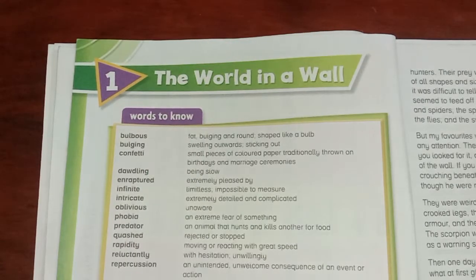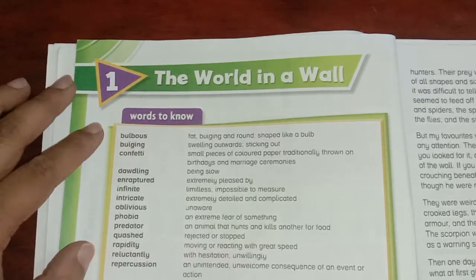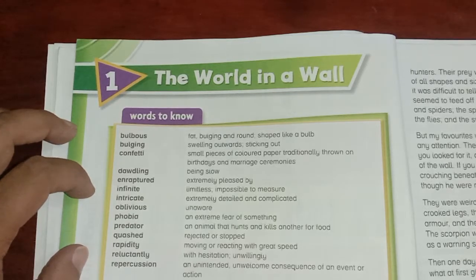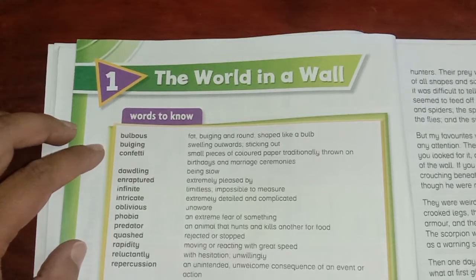Okay, so before we start reading this chapter, it's on page number 2, The World in a Wall. Just before the start of the chapter, we have been given a number of words along with their meanings because we would be reading these words in the lesson as well. So it's very important that before reading, we look at these words and look at their meanings as well.